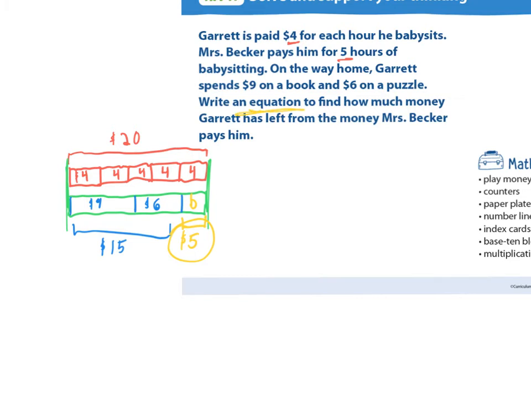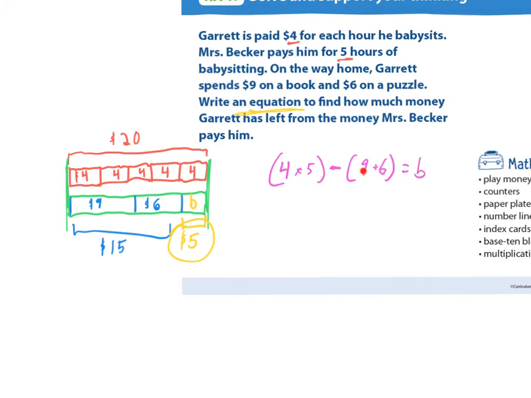And that's what we want to do. So for our equation, he started with $4 for 5 hours. We have to start with that problem. Now, do we add money to this or do we take it away? We're going to take it away. So we're going to subtract the money he spent. How much did he spend? First he spent $9. Then he spent $6. So he spent $9 and $6. So we've got to put both of those in there. Once we solve all of this, it's going to equal B.